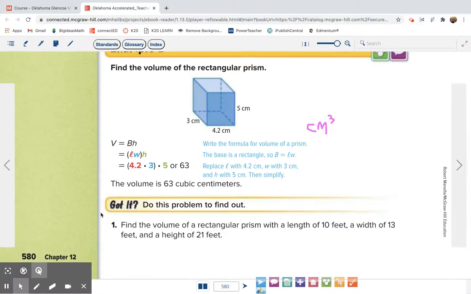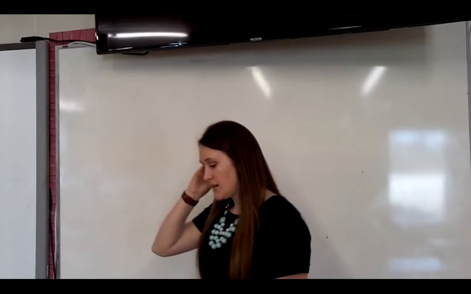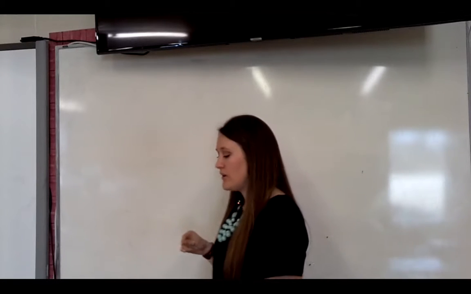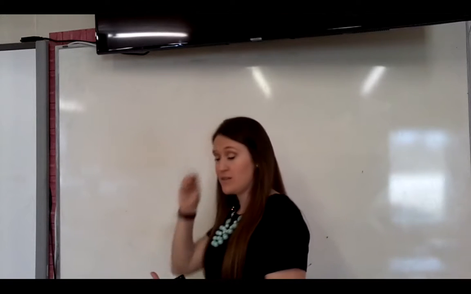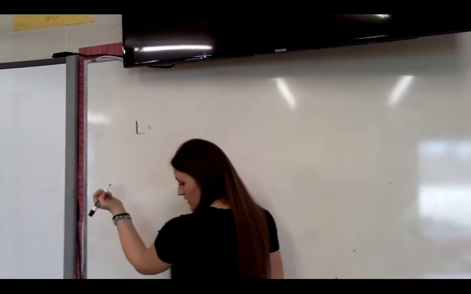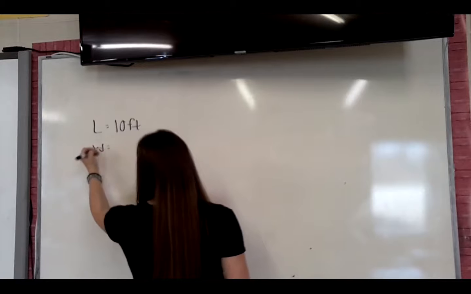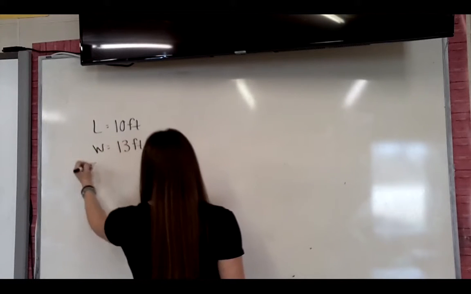So y'all are going to try one of these. Try number 1. Pause the video, and then I will go over it with you. On example 1, it says find the volume of a rectangular prism with a length of 10 feet, width of 13 feet, and a height of 21 feet. You can draw a figure if you want. It doesn't matter. I'm just going to label them. They told me the length was 10 feet. The width is 13 feet, and height is 21 feet.